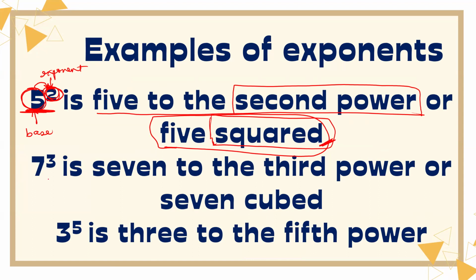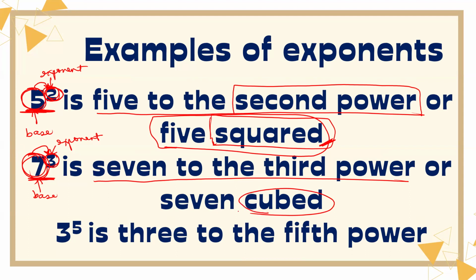Okay, in another example, 7 would be the base, and 3 will be the exponent. So how do we read this particular exponential expression? This would be 7 to the third power. So 7, the base, raised to the third power. Or when any number or variable is raised to 3, we call it cubed. That's why this expression can also be read as 7 cubed.